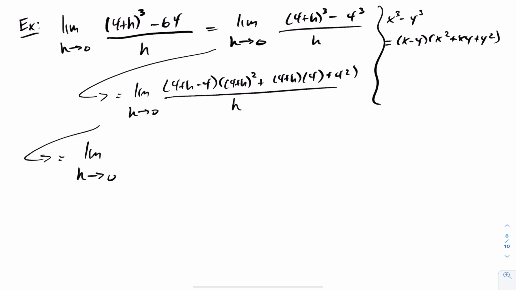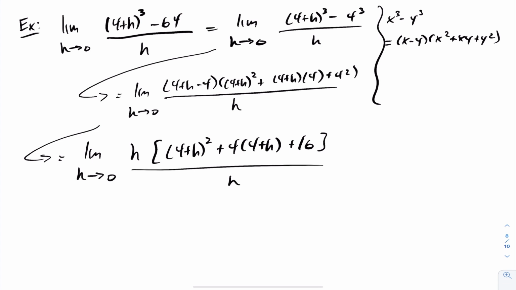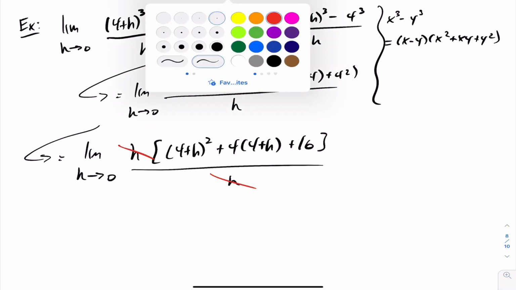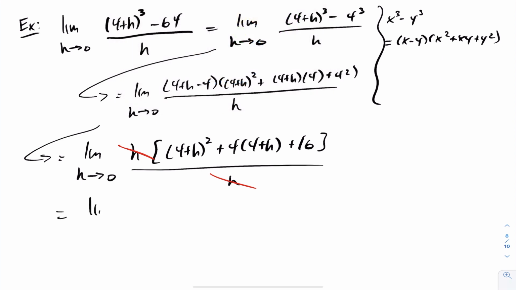This is a limit as h goes to 0. Now notice here the 4's will cancel, and I'm just left with that h that I wanted. I'm not going to expand all this out. I'm just going to leave it in this form because we're going to end up taking the limit as h goes to 0. And again, because h is approaching 0, it's never equaling 0. These h's will cancel off, and you get the limit as h goes to 0 of 4 plus h squared plus 4 times 4 plus h plus 16.